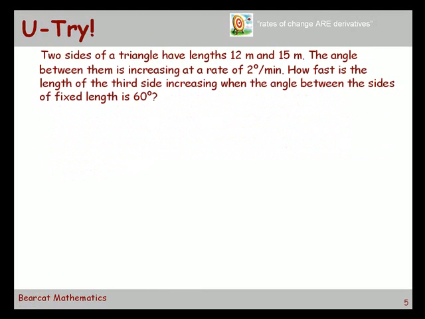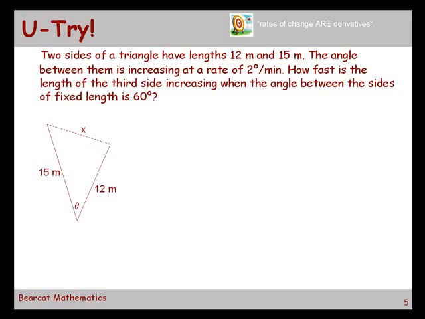Let's go ahead and organize some information. Here's a diagram that I used to figure out what was going on. I've got my triangle, sides of 15 and 12 meters. I know that there's some angle between them that's increasing at a rate of 2 degrees per minute. I don't know exactly what the size of that triangle is at any given time, except I'm interested in when it's 60 degrees. And the side across from that angle is going to increase as the angle increases. I need some variable for that. I chose x.